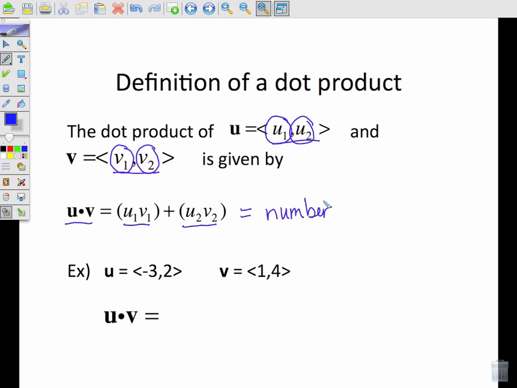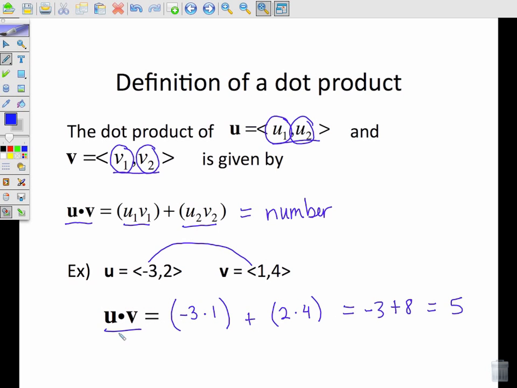Let's do an example for our dot product. We've got -3 times 1, so we're matching the corresponding parts of our vectors. Then we add to that 2 times 4. So my result is -3 plus 8, which is 5. So the answer to the dot product is 5, and that's how the dot product is used.